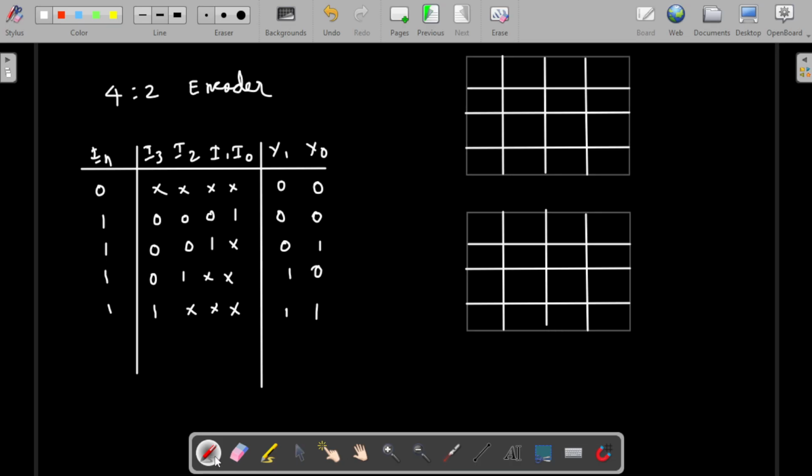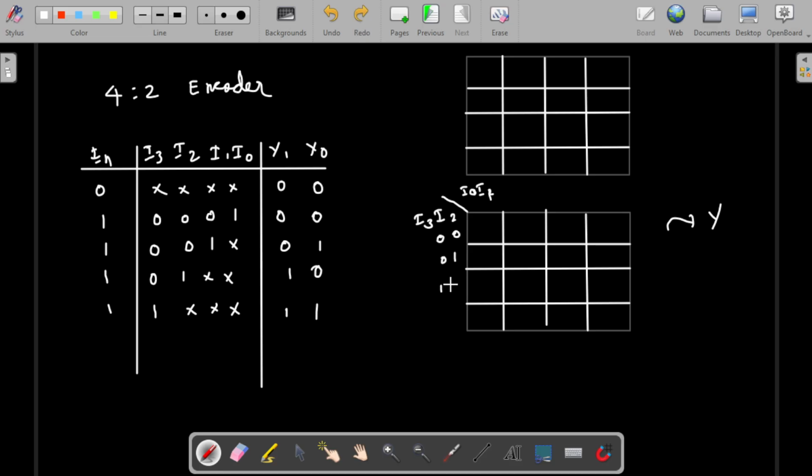Okay. So let me draw it. Let me take in this order: I0, I1, I2, I3. Any order you can take. I am taking this order. Okay, so let us draw Y1 here. So this is for Y1. I am using white color for Y1. So here it was 0, 0, 0, 1, 1, 0, 1, 1.